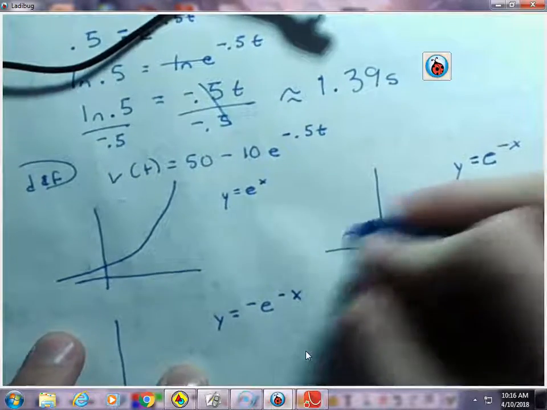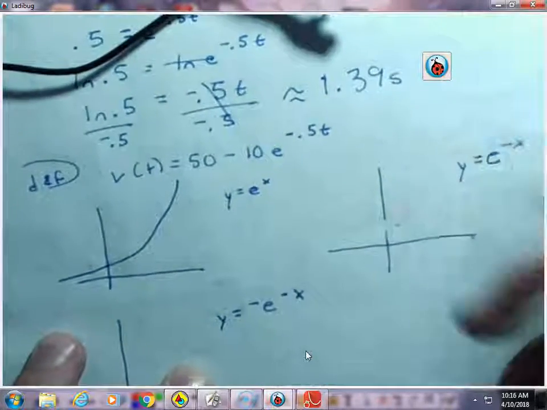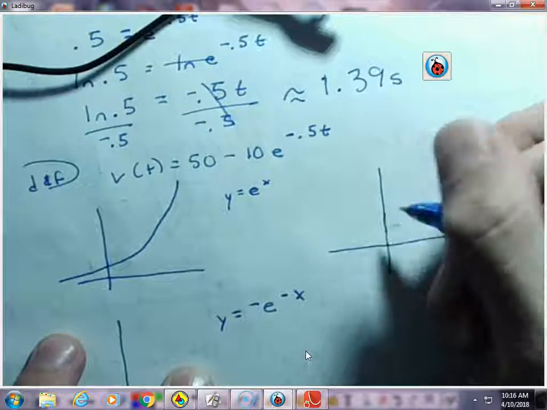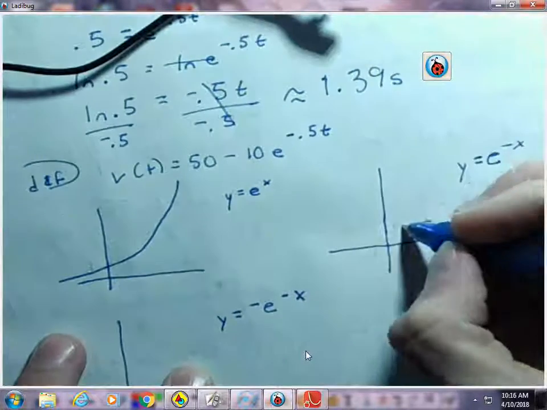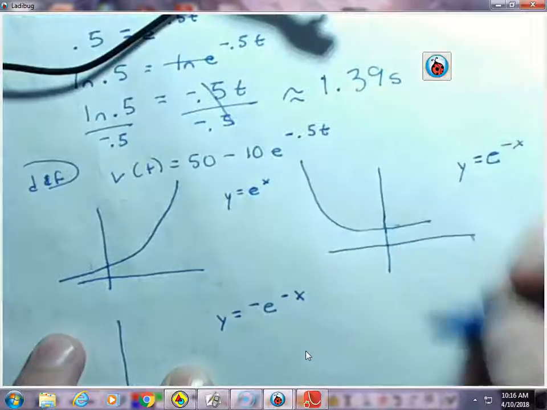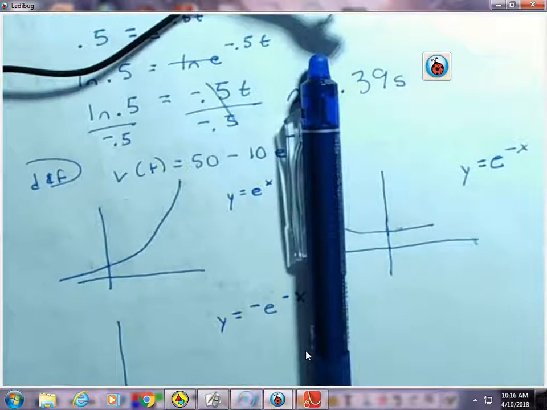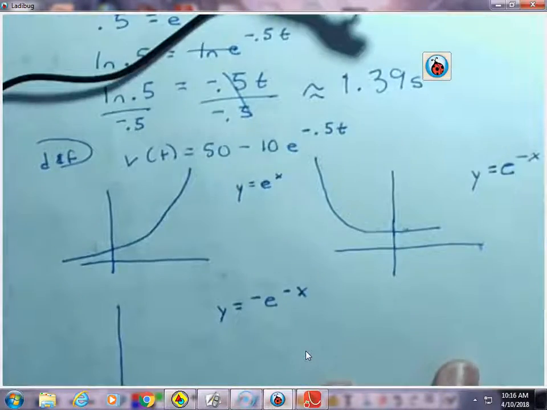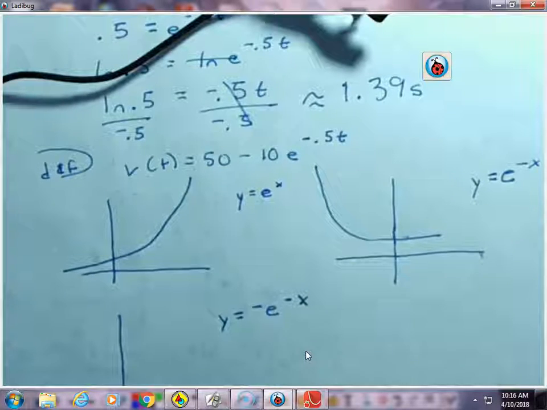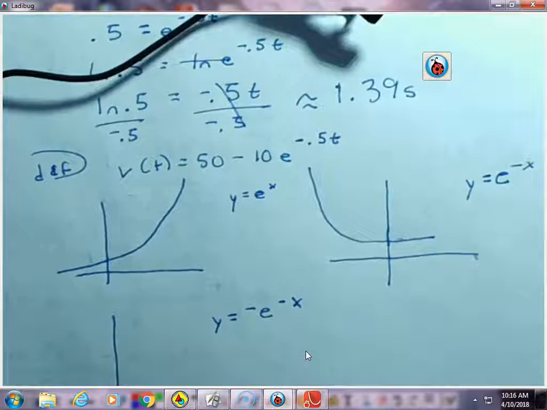Do you remember ninth grade? What kind of reflection over what? Y-axis. Boom. That's the x-axis. Okay, now we've got to take loops, and what do we have to do to loops? Flip it over the x-axis. There you go. That's what I was doing the first time.